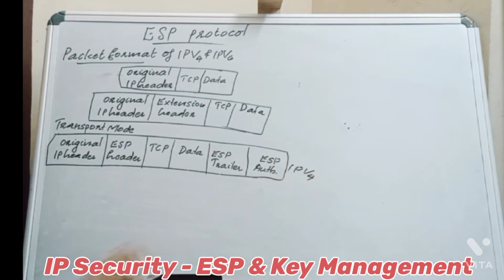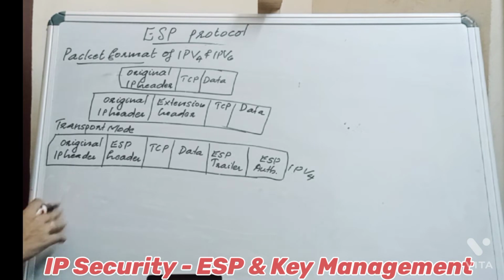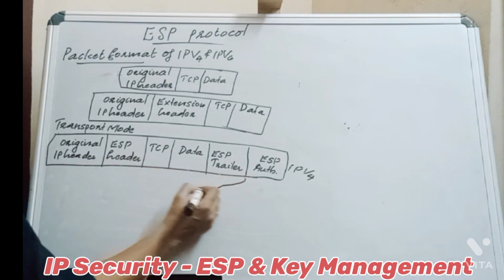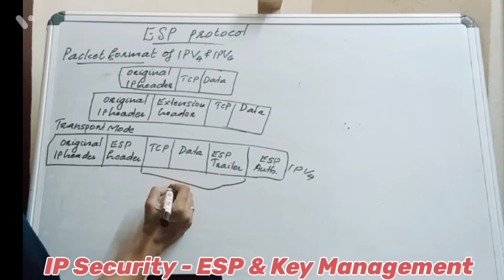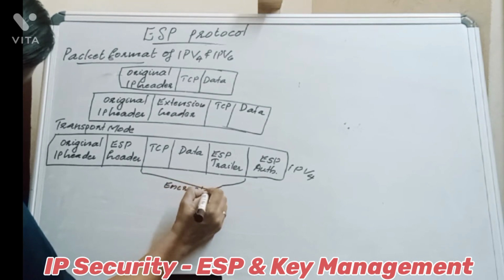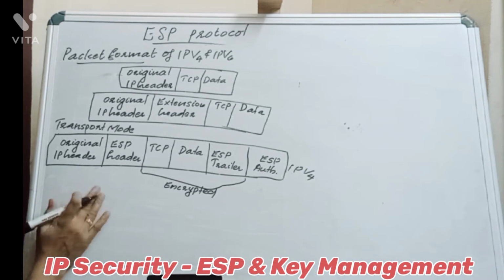Next, IP version 6. Here also this data will be in encrypted format. Next we will see IP version 6 in transport mode.